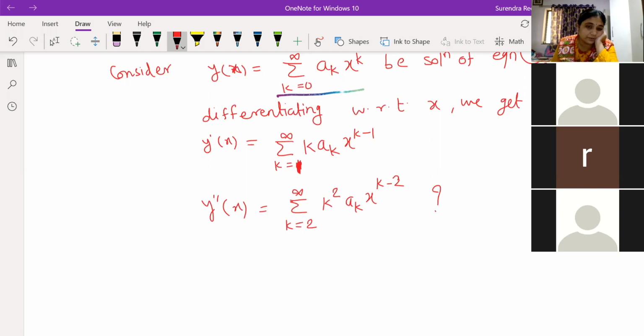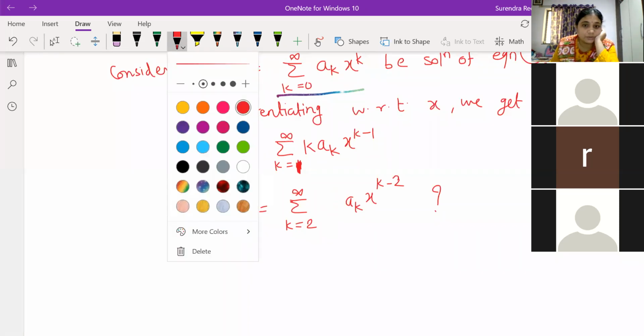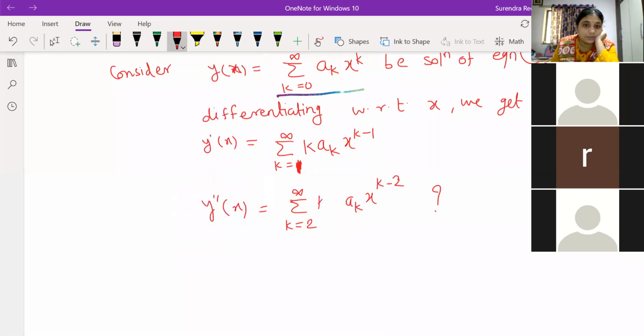Is it correct? No, ma'am. It is k square minus k, that is k into k minus 1. So k square minus k in bracket, a_k, x raised to k minus 2. So k into k minus 1, a_k, x raised to k minus 2. Yes, that is my second order derivative.